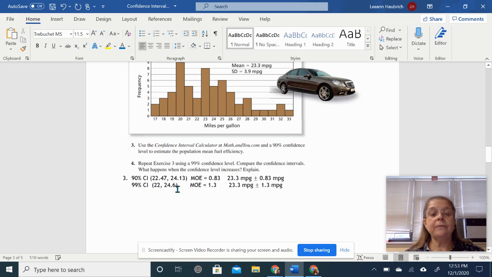Now, here's something interesting, and I don't know if you've thought about this, is what if I add these two and divide by 2? What if I add 22 plus 24.6, so I'm getting the average, and divide that by 2, what will it equal?